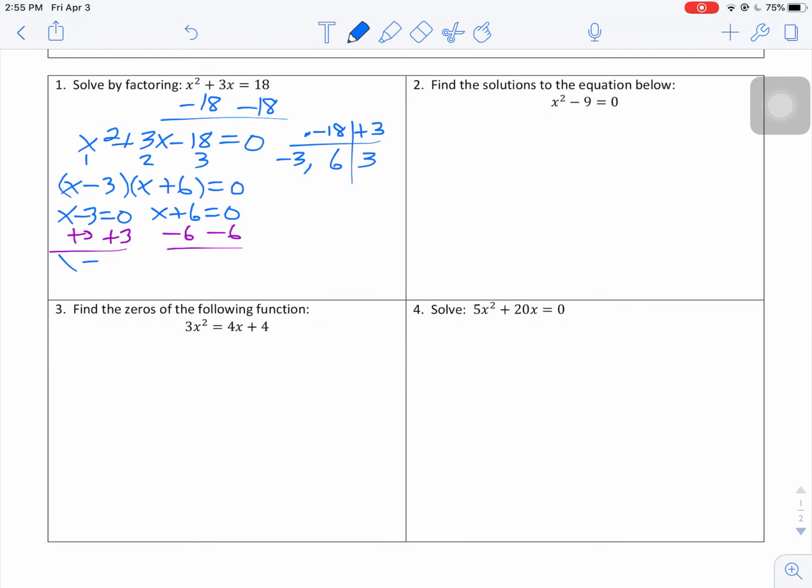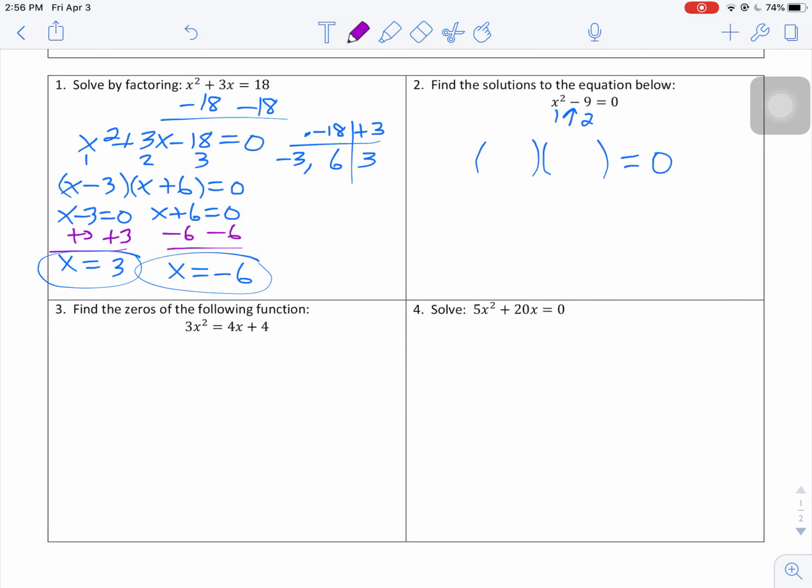So we have x equals 3 and x equals negative 6. On number 2, everything is already on one side equal to 0, so we don't need to worry about that part of the problem. So is there a GCF other than 1? No. How many terms do we see? 2. And it's subtraction, and both terms are perfect squares. So that means this is a difference of 2 perfect squares factoring problem.